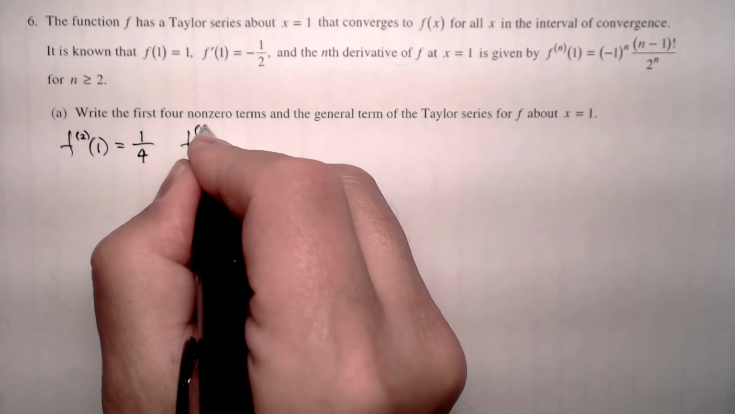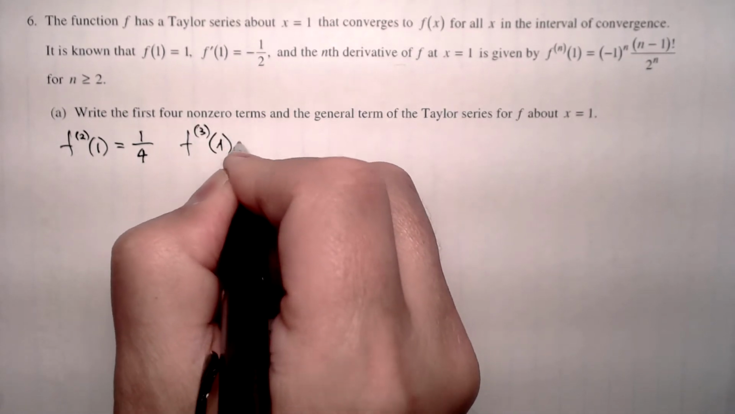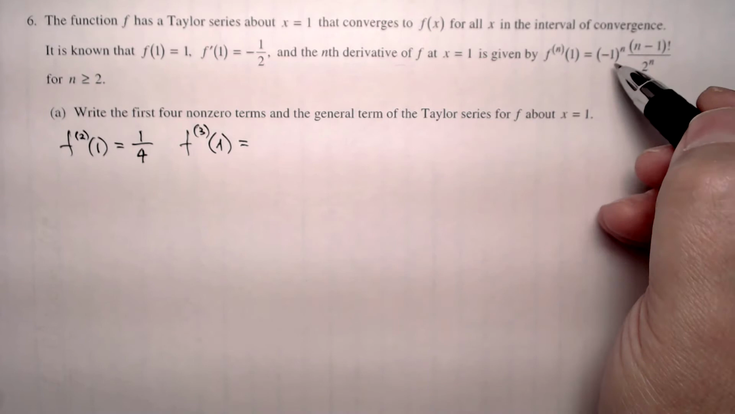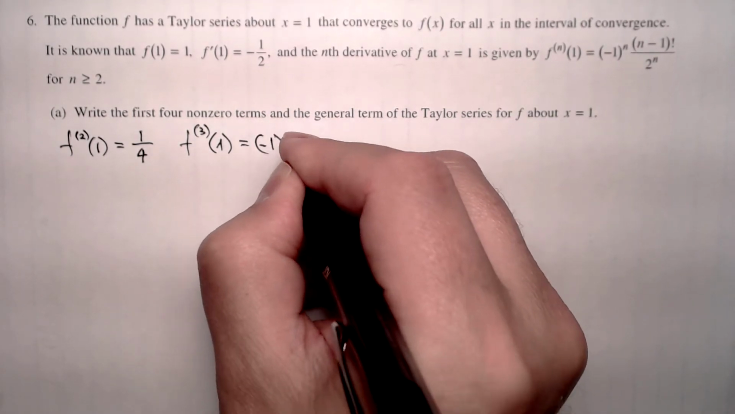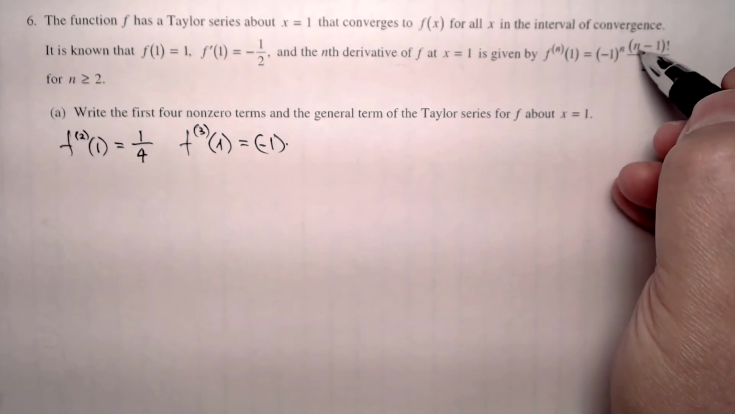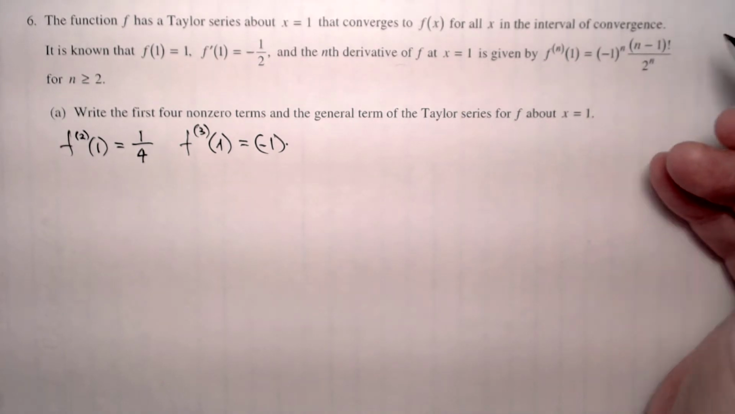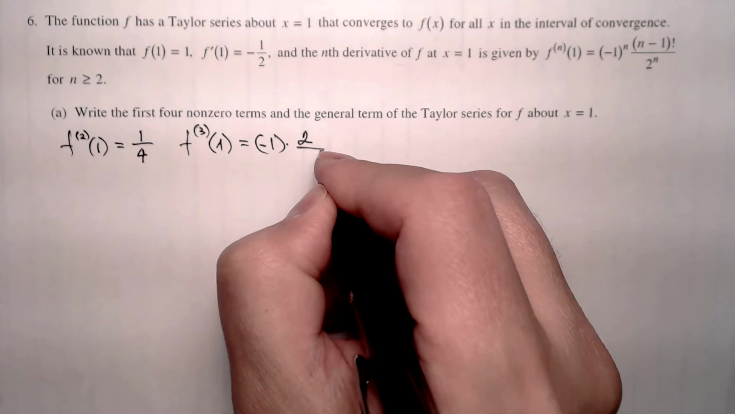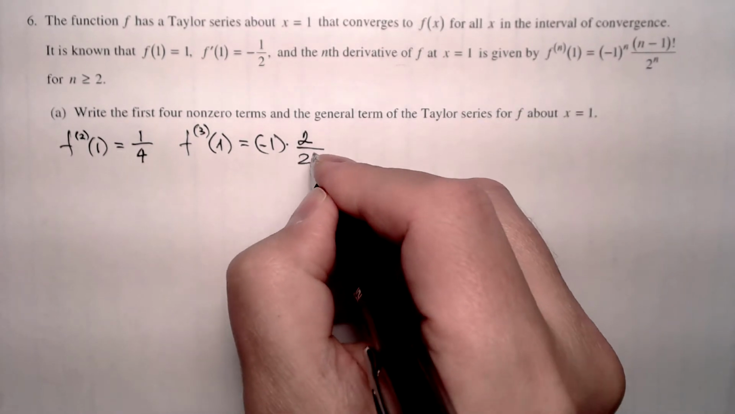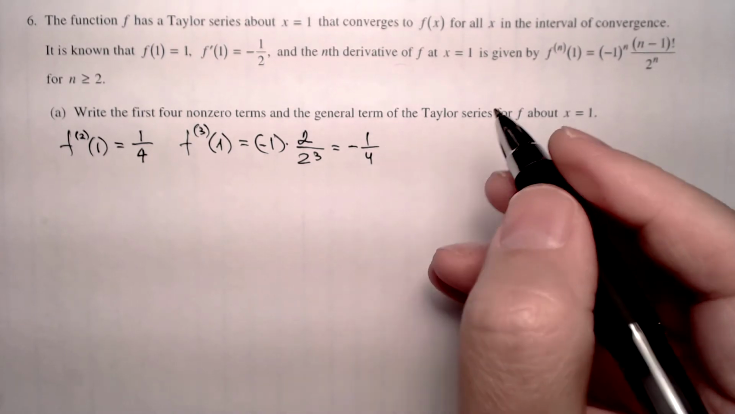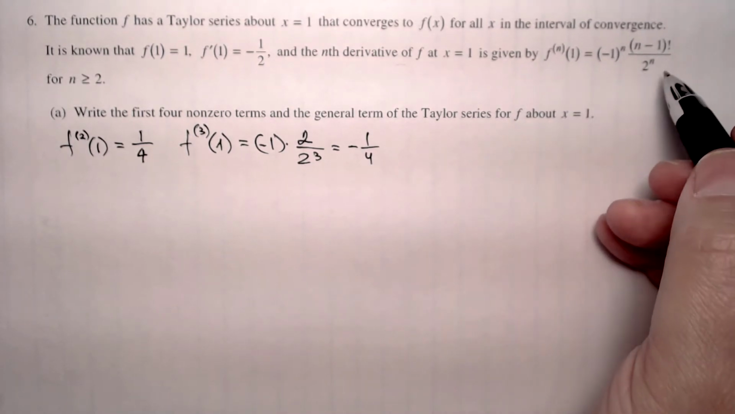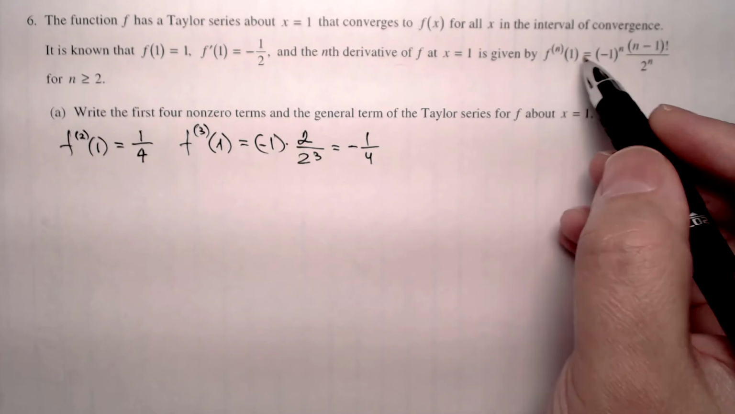For the third derivative at 1, again plug in n equals 3 here: negative 1 to the third is negative 1, times 3 minus 1 factorial, 2 factorial is 2, over 2 cubed, which is equal to negative 1 over 4. And so the general term is this for the derivative.